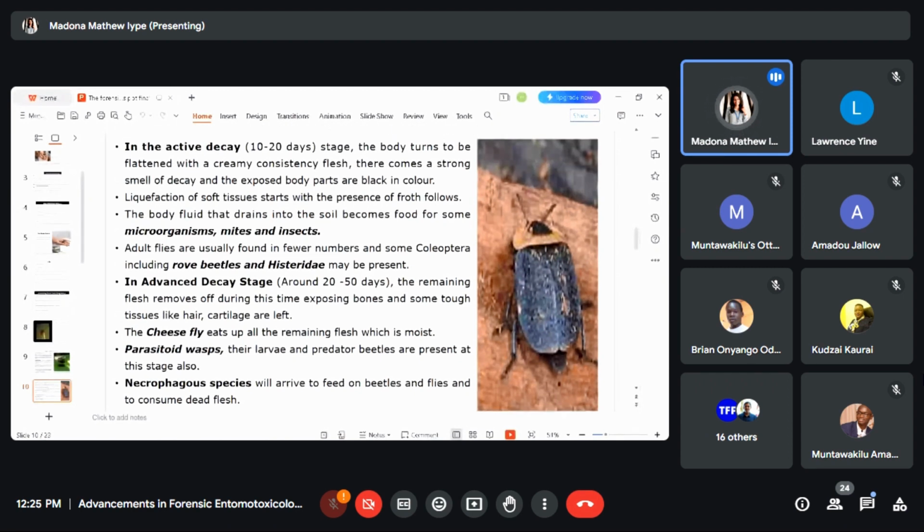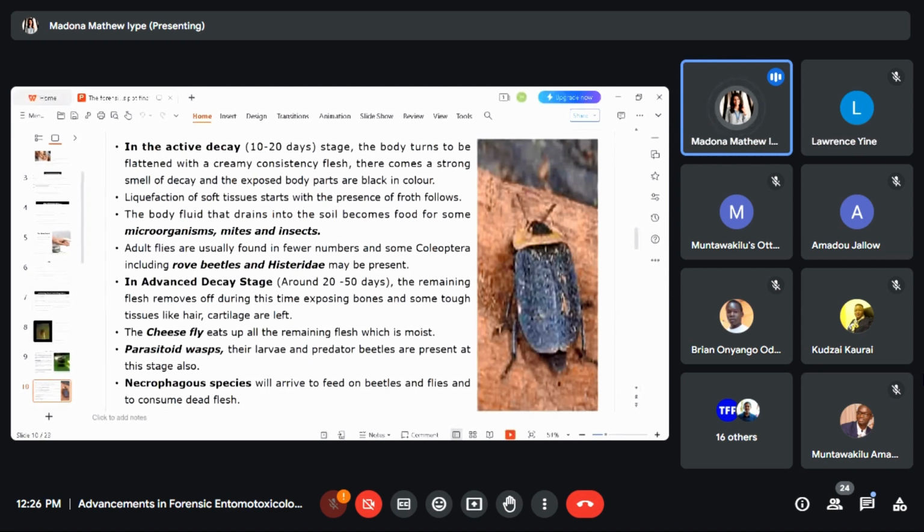Next is the third stage, which is the active stage. Usually the decay stage is considered as one stage, but let's talk about it as two stages, because there are two different things happening here. So I always like to study it as two different stages. First, let's see what active decay is. Active decay starts once the bloating is done. It will last around the 10th day to the 20th day.